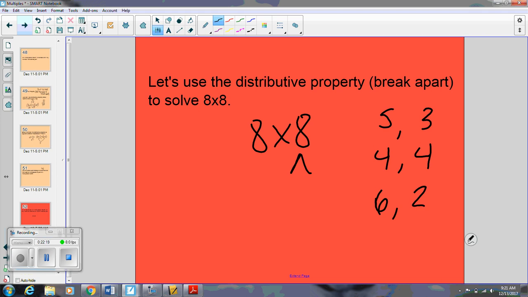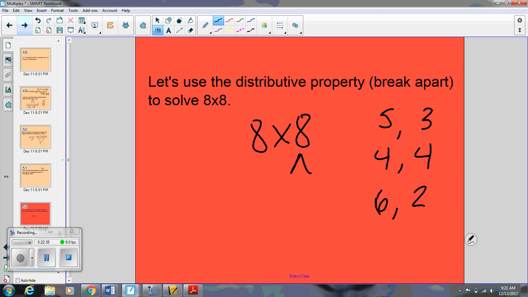Definitely an option. 2s are pretty easy. Maybe your 6s are easy for you. Definitely an option. Natalie? 4 and 2. You could do 2, 2, 2, and 2. I don't recommend that, but mathematically speaking, yes.